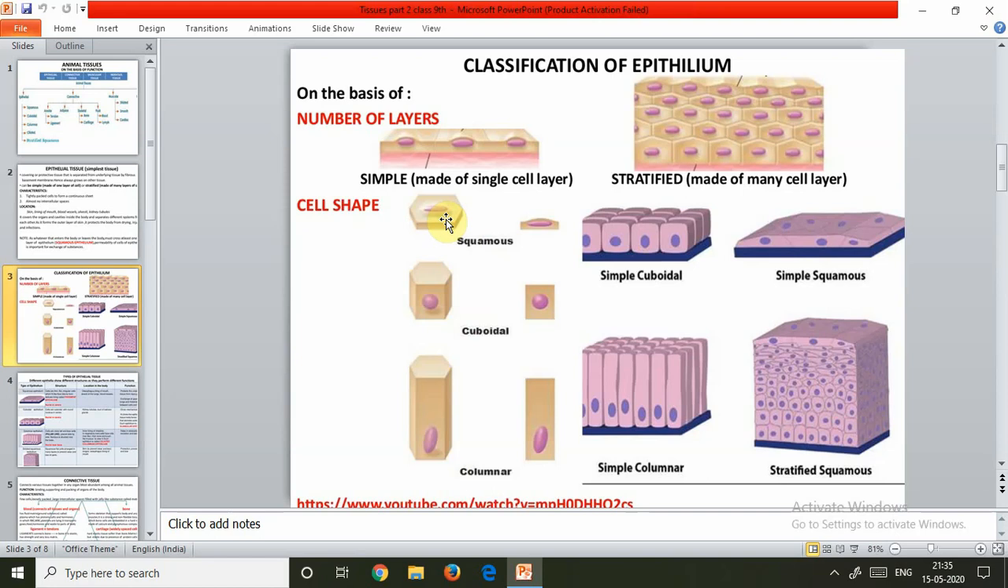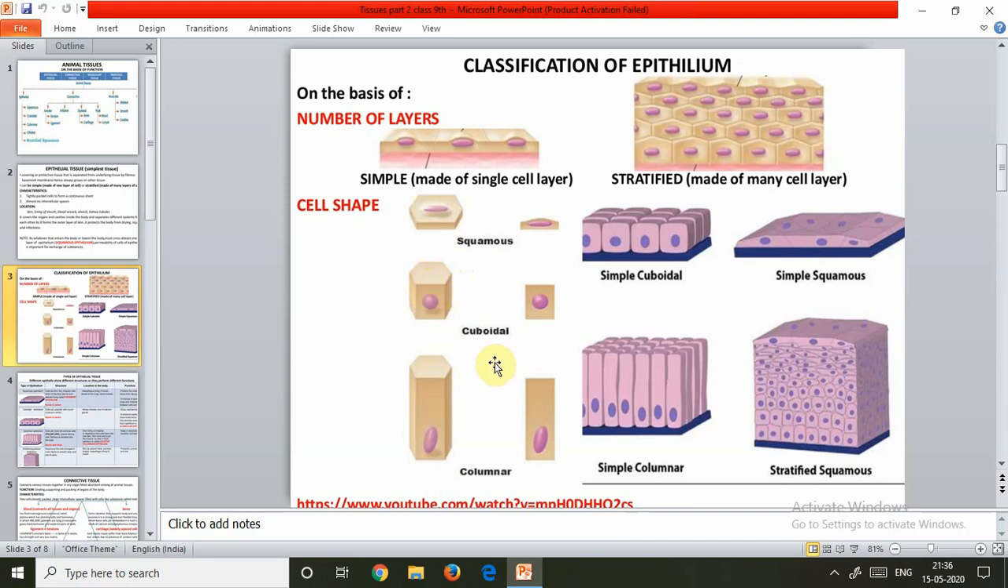What is the nature of the cuboidal epithelium? It consists of cube-like cells which are square in shape, but the free surface appears hexagonal. So these are square in shape, but the free surface, this upper surface, is free and no upper cell is present on it. That's why you can see it is hexagonal, having 6 sides.